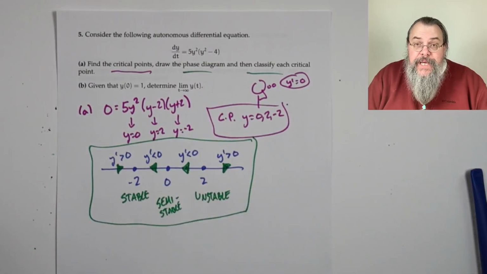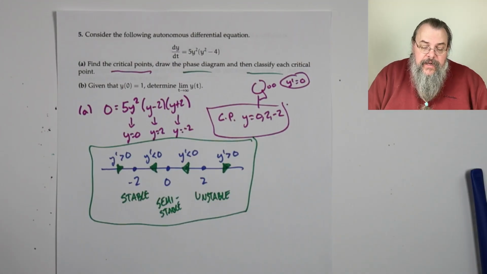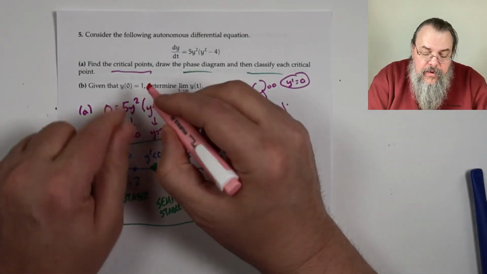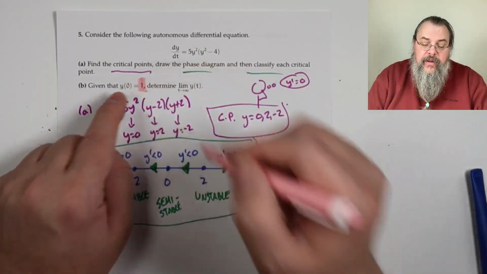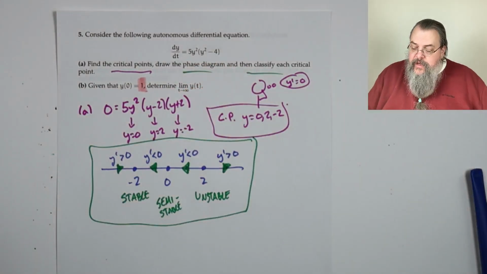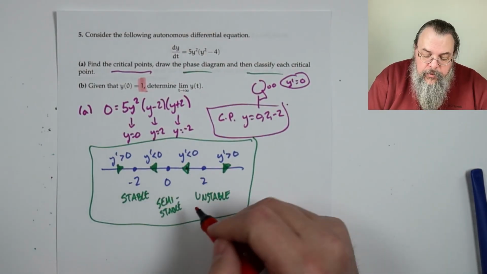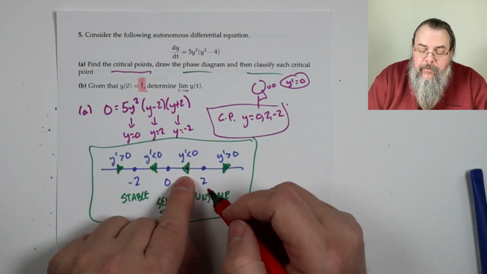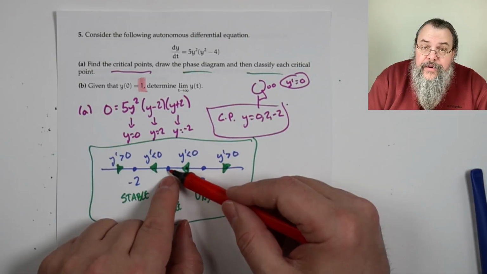Now, part B. Given that y of 0 equals 1, determine the limit as time goes to infinity of y of t. Now, don't focus on the 0. Focus on the 1. It says, where are we? Well, it says we are at 1. There, that's 1. Follow the arrow. The arrow says we go to 0.